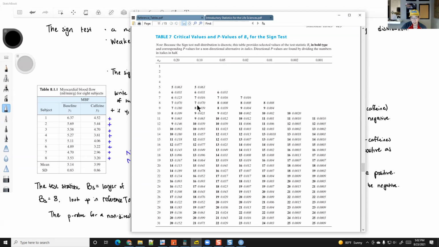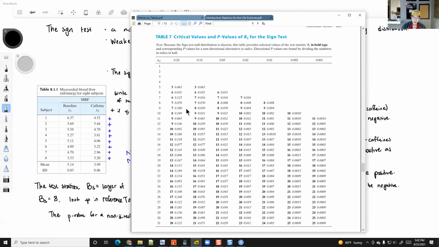But these values, right, when you look at how many positive or negative differences you can get, if you only have 8 observations, you're only going to get something like 6 positive differences, 7 positive differences, maybe 8 positive differences, but you'll never get 7.5 or 7.4 positive differences.